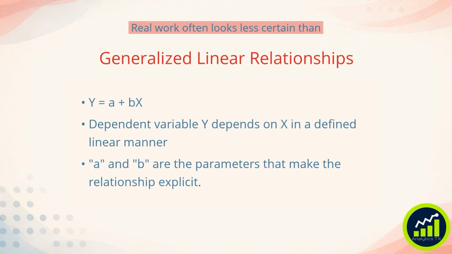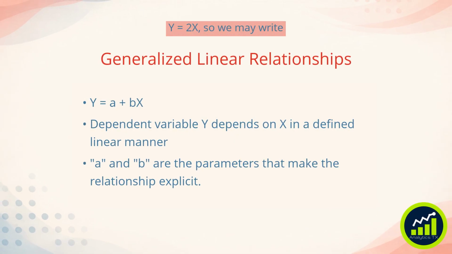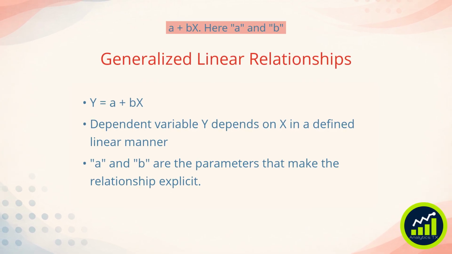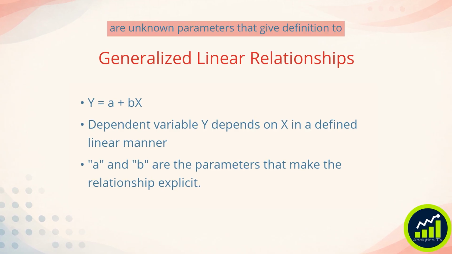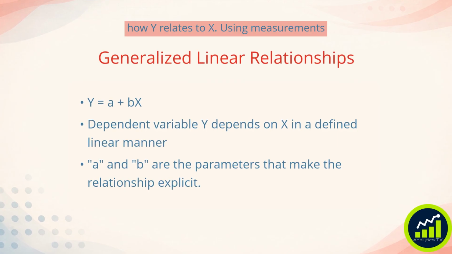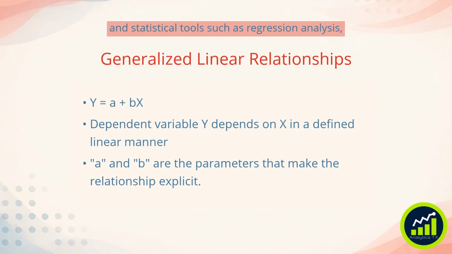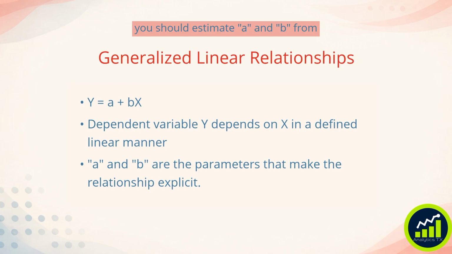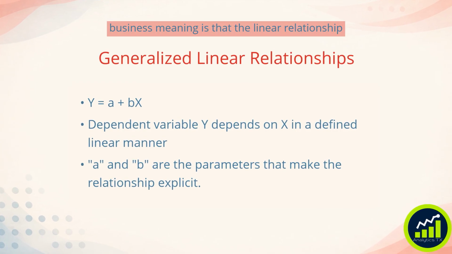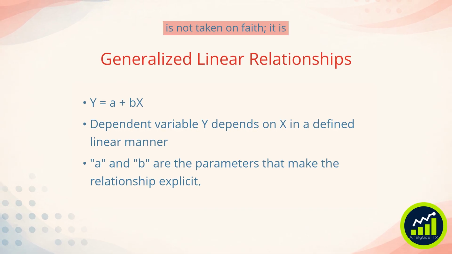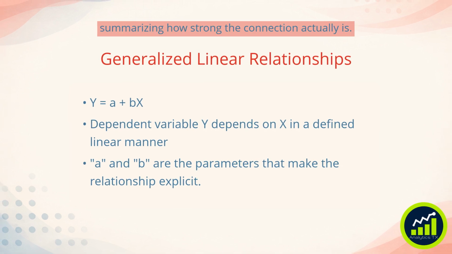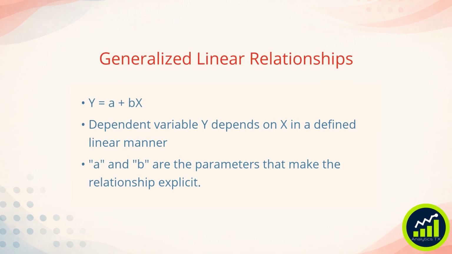Real work often looks less certain than y equals 2x. So we may write a more general form, y equals a plus bx. Here a and b are unknown parameters that give definition to how y relates to x. Using measurements and statistical tools such as regression analysis, you should estimate a and b from data, rather than assuming their values. The business meaning is that the linear relationship is not taken on faith. It is shaped by observed evidence, with the estimate summarizing how strong the connection actually is.